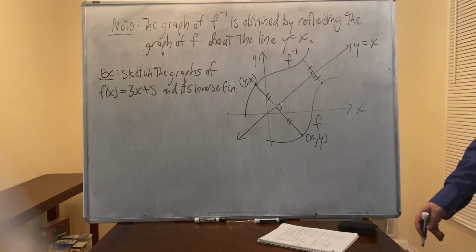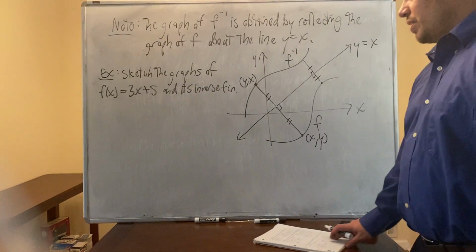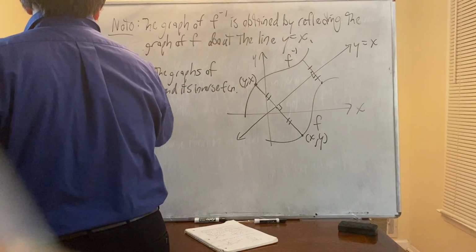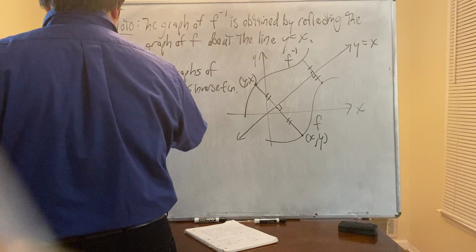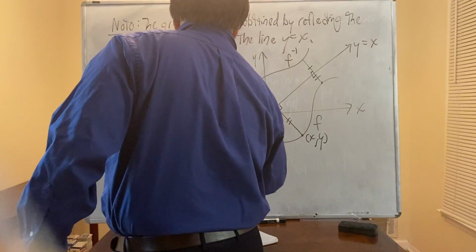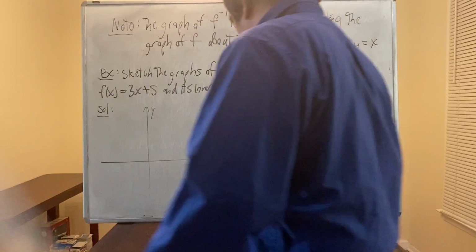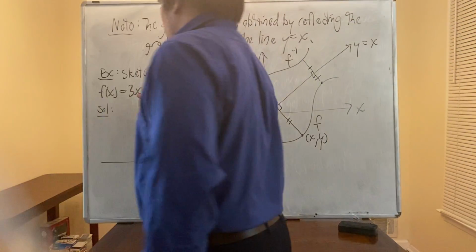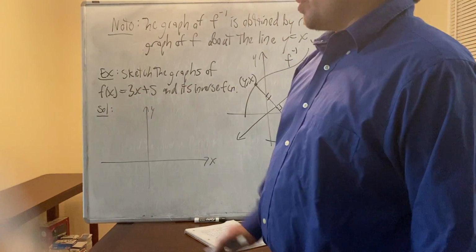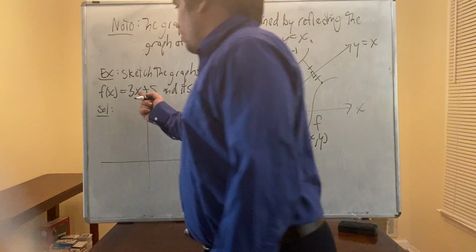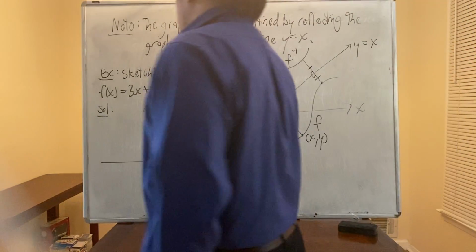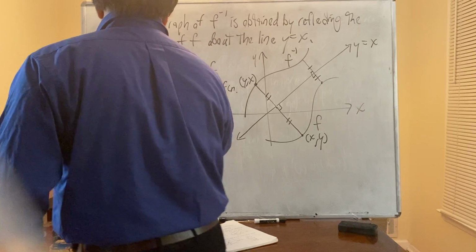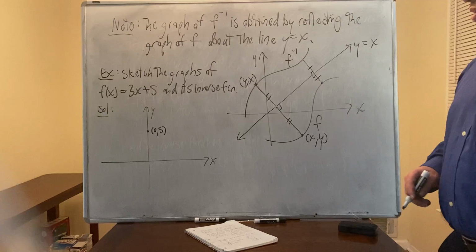So sketch the graphs of f of x equals 3x plus 5 and its inverse function. Okay, so that's this example, and the solution is the following. Let's graph f of x equals 3x plus 5. It's a line, right? It's of the form ax plus b. When x is 0, the y coordinate is 5. So you get 0 comma 5, right? When x is 0, y is 5.